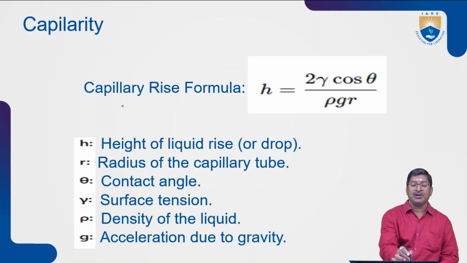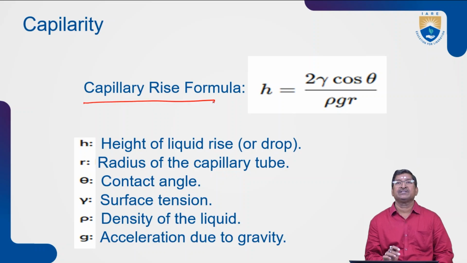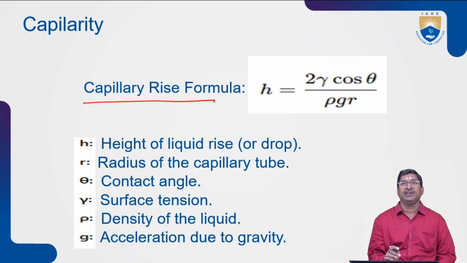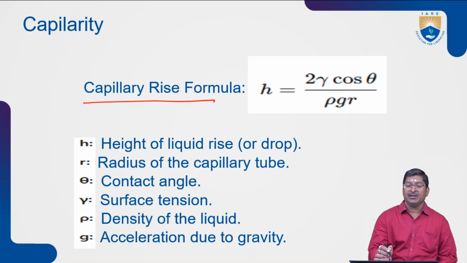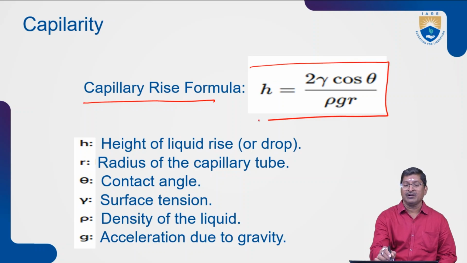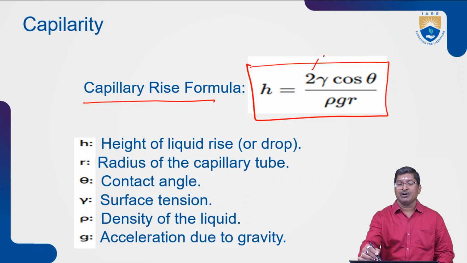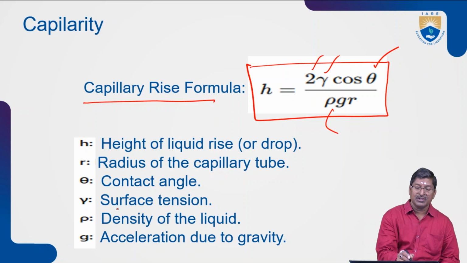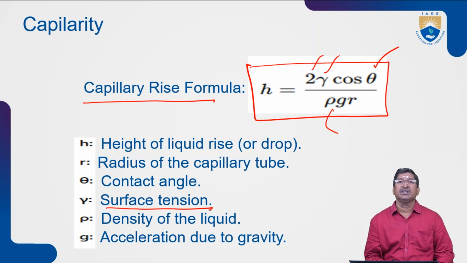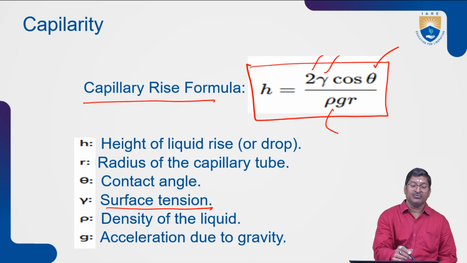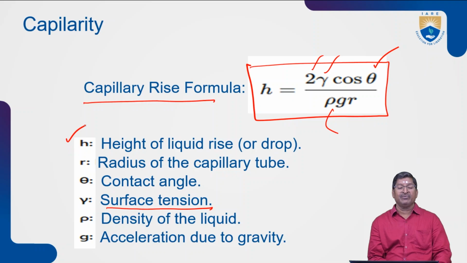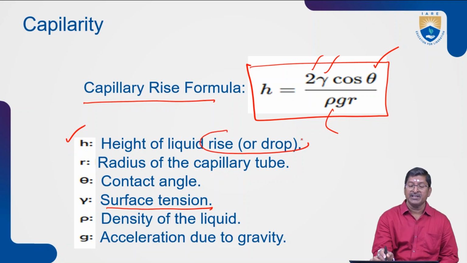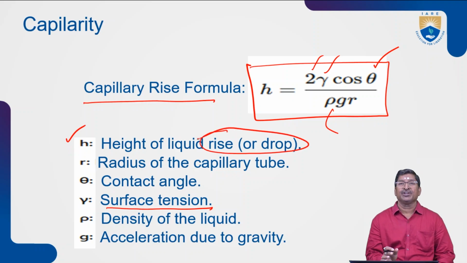So there is a formula for capillary rise. How much rise will there be for that particular liquid? It depends upon this formula. So what is this formula? h equals 2 gamma cos theta over rho g r. So what is gamma here? Gamma is the surface tension force, and h is the height of liquid rise or fall. It may be a rise or it may be a fall, depending upon the property of the liquid.